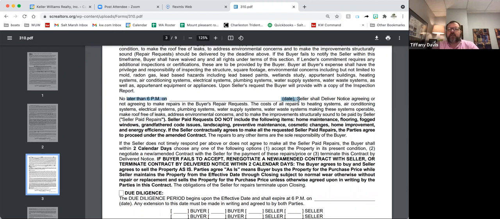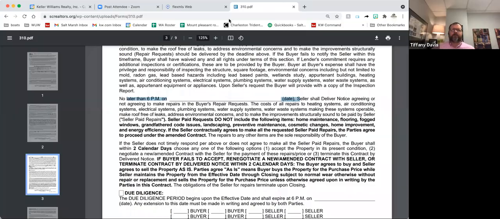The costs of these repairs to the heating and air, electrical, plumbing, water waste, water supply system operable, roof free of leaks, environmental concerns, or structurally sound issues will be paid by the seller. Seller paid requests do not include home maintenance, flooring, fogged windows, grandfather coded issues, landscaping, preventative maintenance, cosmetic changes, home improvement, and energy efficiency. If the seller contractually agrees to make the requested seller paid repairs, the parties agree to proceed under the amended contract. Repairs to any other items are the sole responsibility of the buyer.